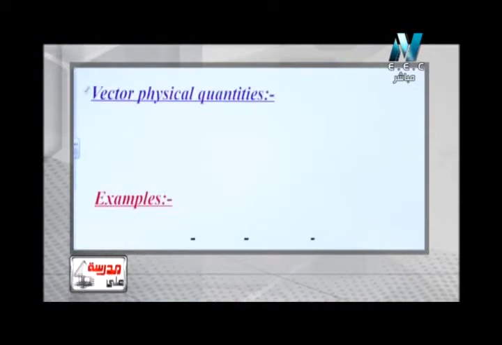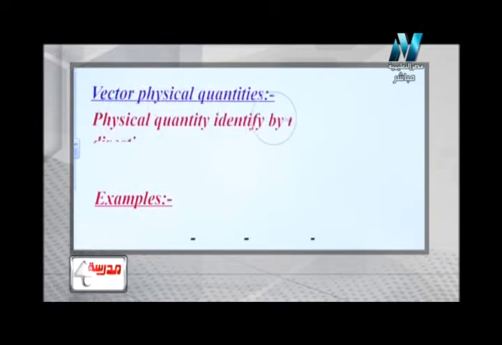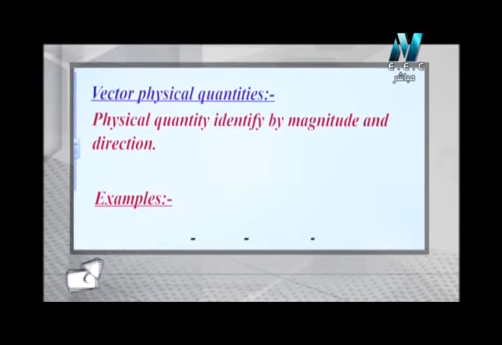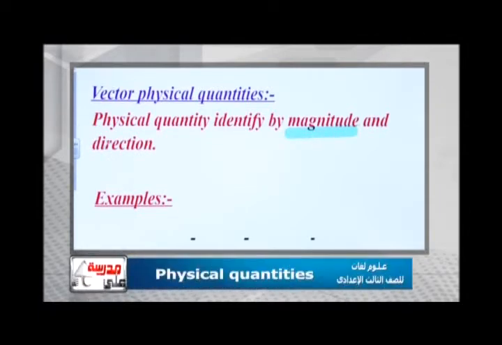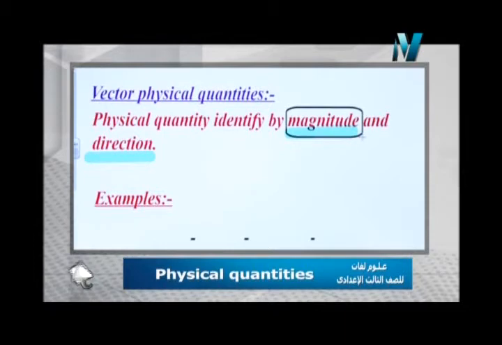زي ما احنا شايفين قدامنا, we have the second type of physical quantity: physical quantities identified by magnitude and direction. So here, dear students, we have number one magnitude and number two direction to identify these physical quantities. يعني بعرفها بالمقدار والاتجاه.